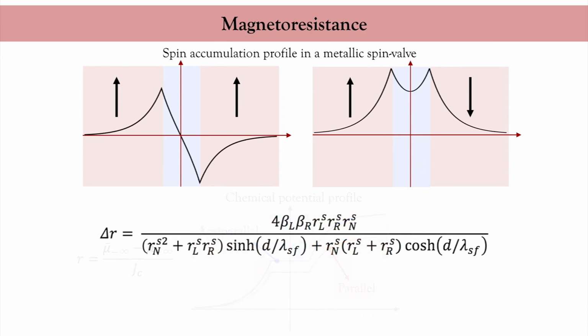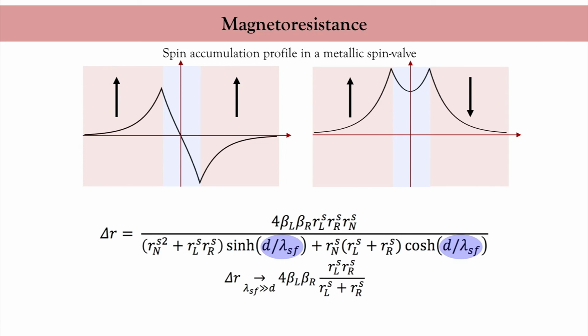Concretely, I obtain this formula. You can see that this formula involves the spin resistances of the three metals composing the device. Here, d is the thickness of the central layer, and lambda SF is the spin diffusion length. In the limit where the spin diffusion length is much larger than the spacer thickness, we obtain a magnetoresistance that is proportional to the spin resistivities in series times the polarization of the left and right ferromagnets.